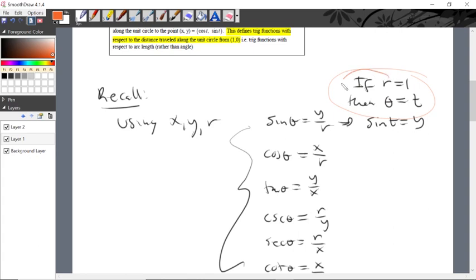Right? So if r is equal to 1 and theta is equal to t, then we get the sine of t equals y over 1. In other words, the sine of t is equal to y.